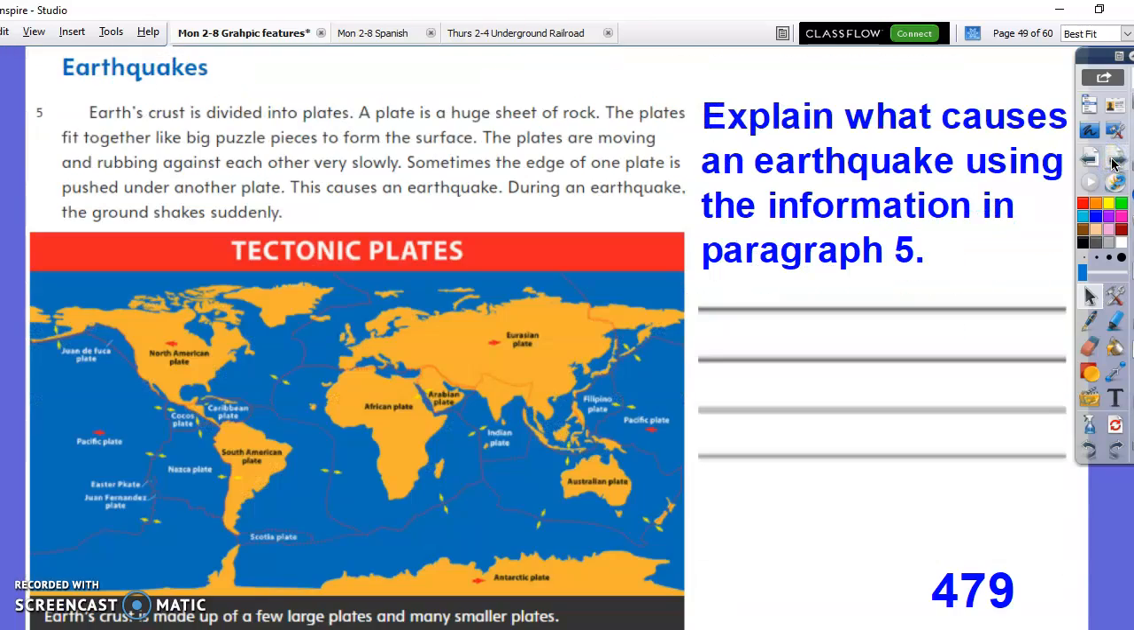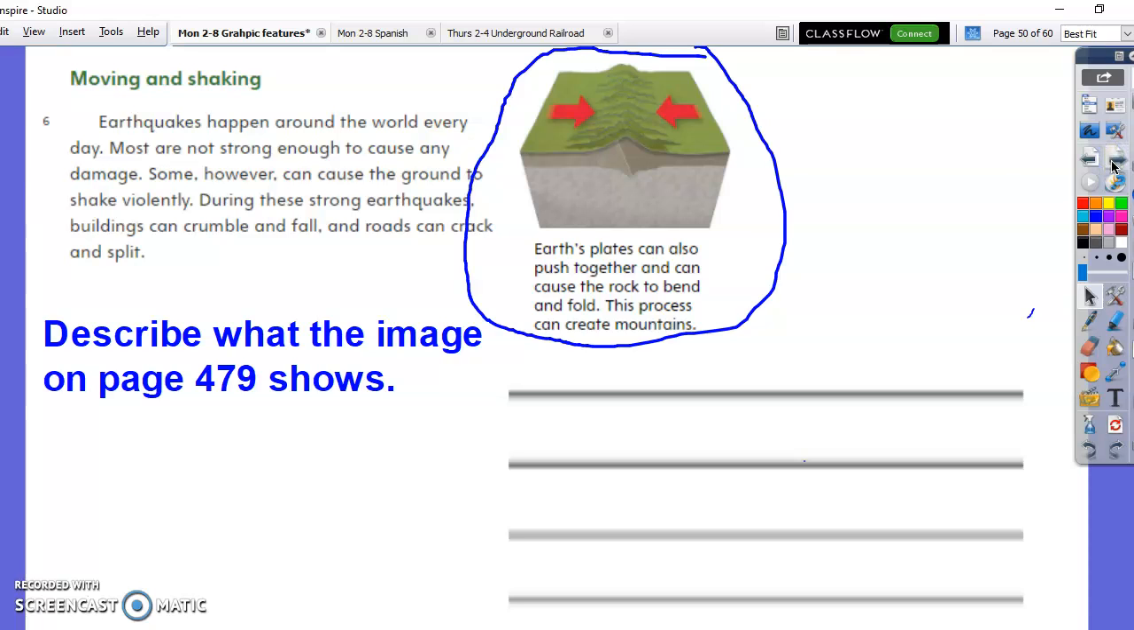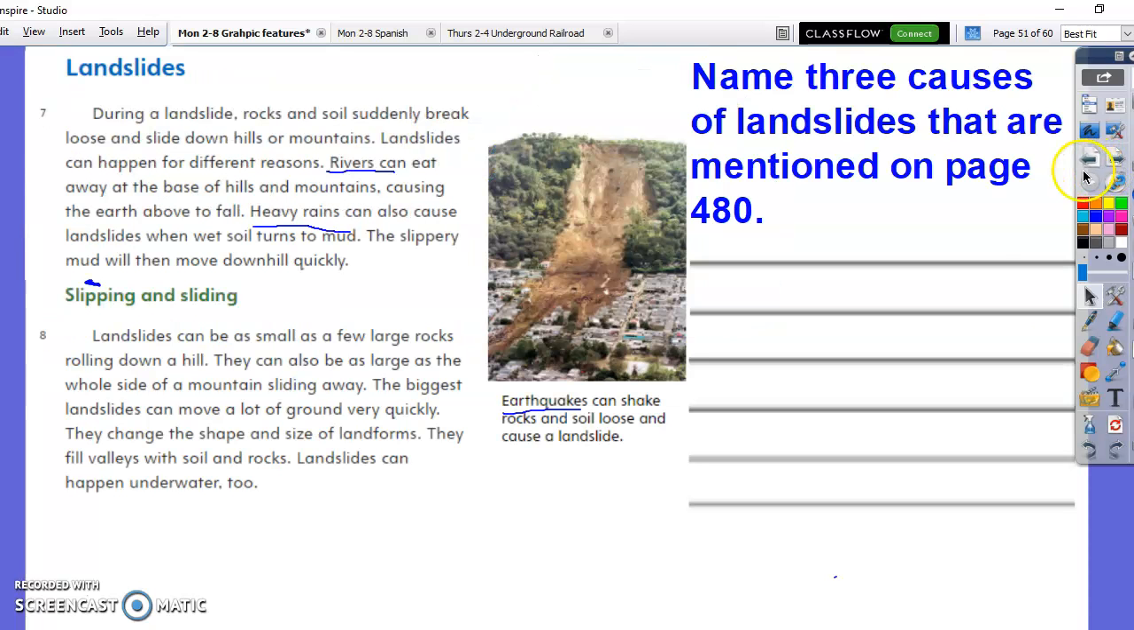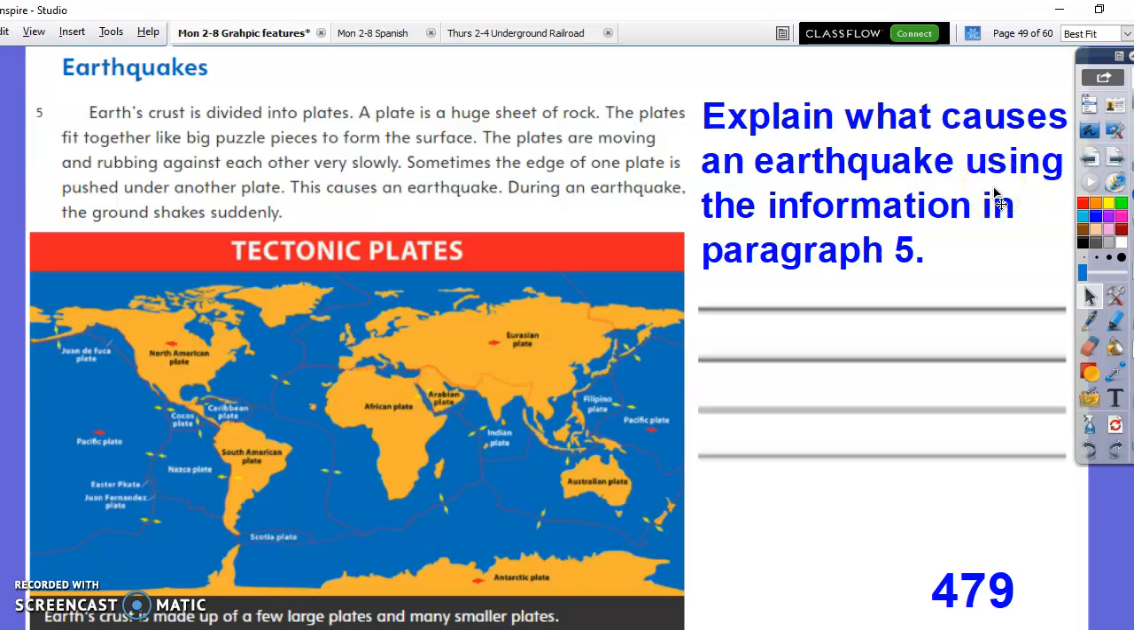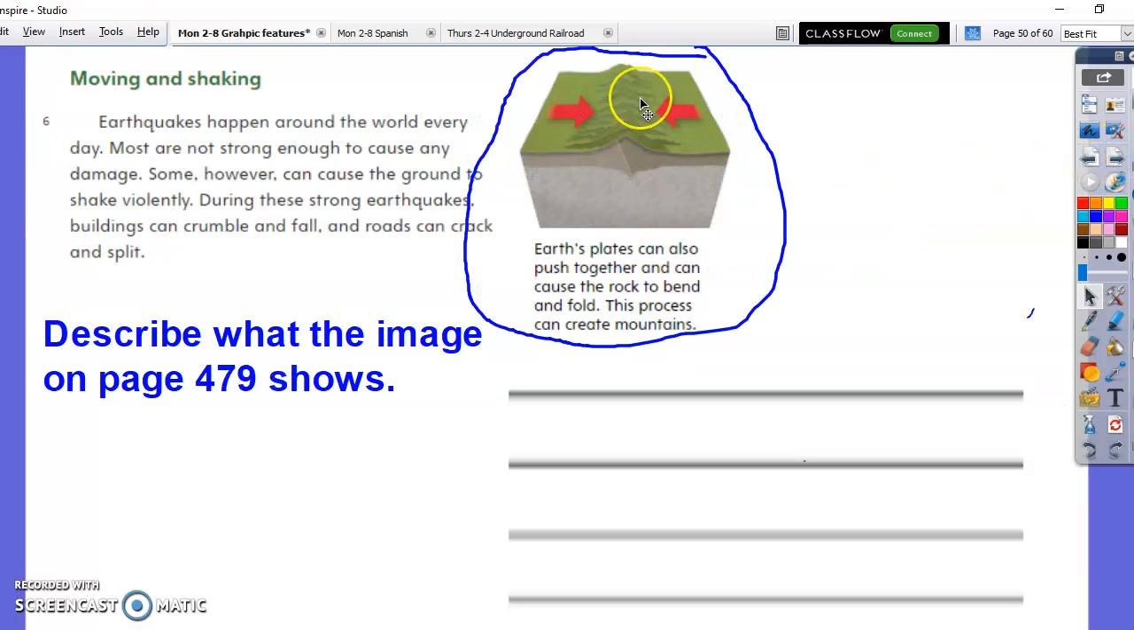I'm going to skip ahead. Remember that the main idea of this text is how Earth changes or natural disasters change the Earth's surface. We already talked about how earthquakes can change the Earth's surface, and how the rubbing together of the tectonic plates forms mountains, which is what you're seeing on this page. Again, this is something that takes many years for it to occur.